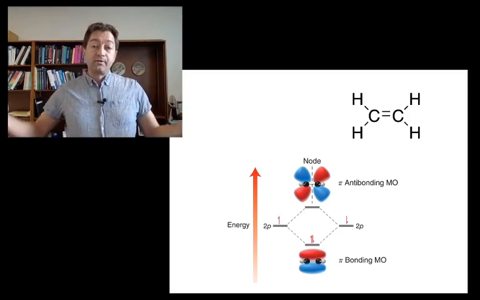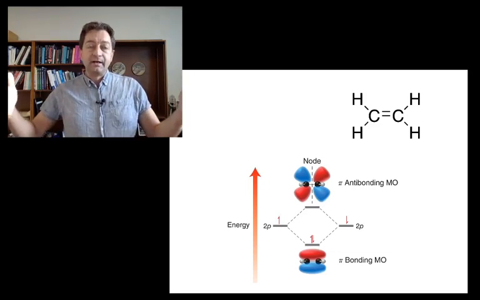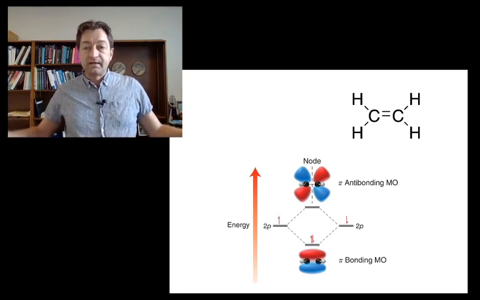Now, the other orbital that we can generate as part of this mixing process must be higher in energy by an equal and opposite amount than the two isolated atomic p orbitals.